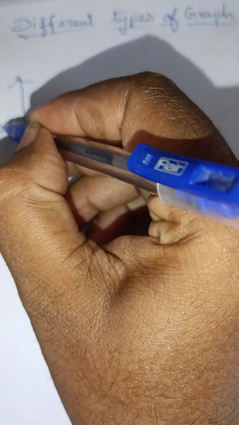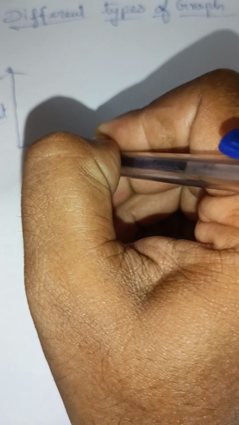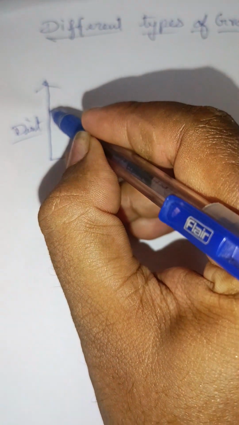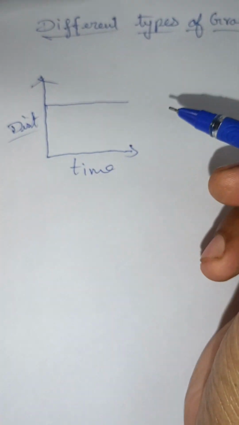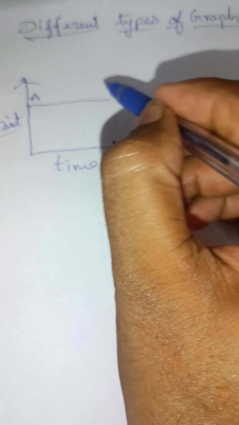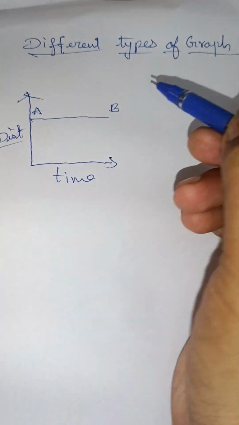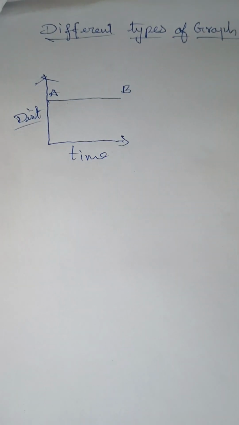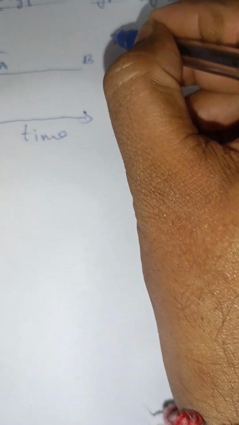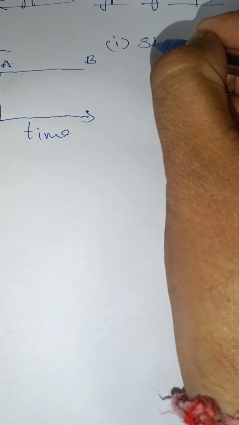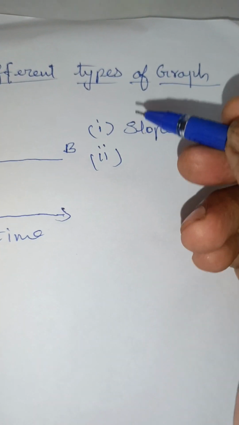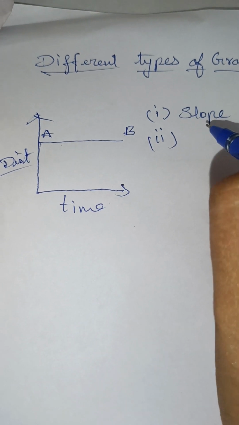The graph we are going to discuss today is the distance time graph. In the distance time graph we are going to draw a straight line, and here this is my A, this is my B. From this distance time graph we are going to calculate the slope. The very first point is that we calculate the slope of the graph.